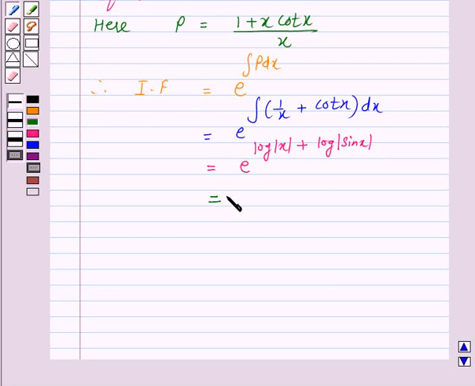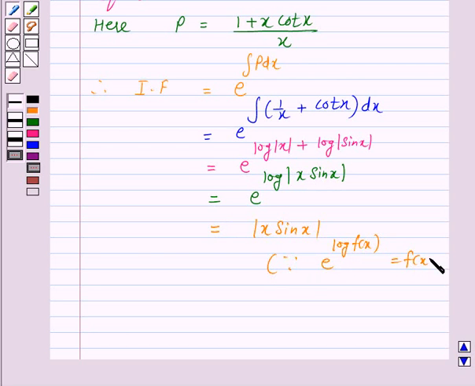Again, by using the law of logarithm, we can write this as e raised to power log mod x sin x, and this is equal to mod x sin x, because e raised to power log f(x) is equal to f(x) only. Now, we are given in the question that x is not equal to 0. If we take x less than 0, then x sin x is positive, and if we take x greater than 0, then also x sin x is positive. So, we can take the integrating factor as x sin x, that is, mod of x sin x is equal to x sin x.